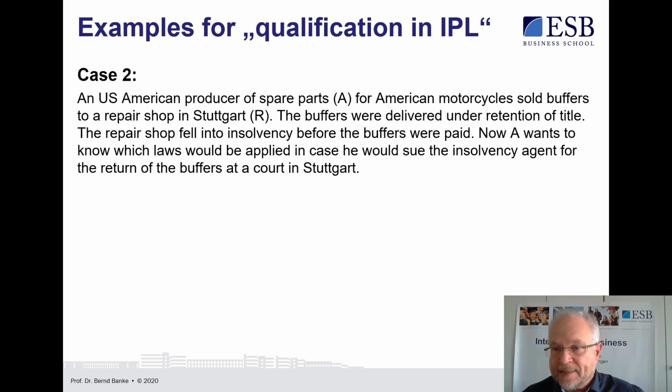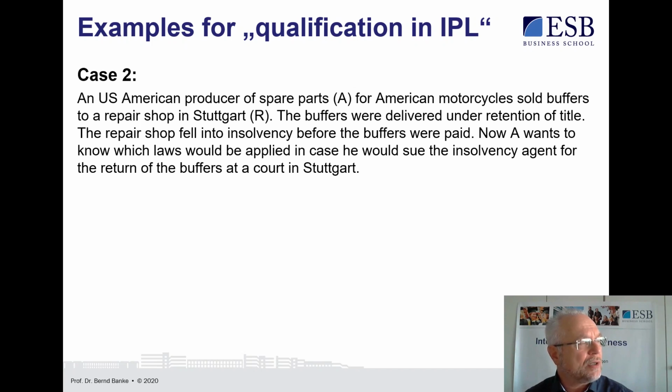So in our case, that's it. There has already been a delivery. Now the buyer went into bankruptcy, and the guy in the United States says, oh, I want my money back, and I'm going to sue the guy in Stuttgart. Okay, again, the first question would be, how do we qualify that? Now, try to think about that yourself. Use your creativity. Maybe go back and look at the other slides. And let's follow the qualification, the sequence of the claims.